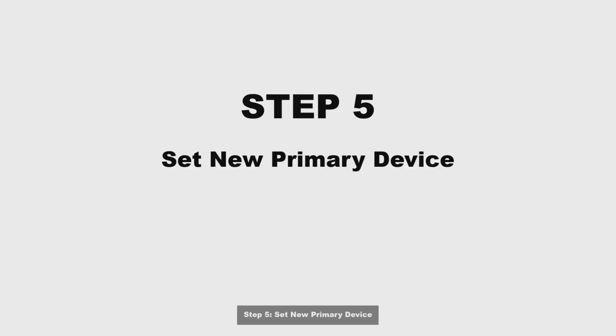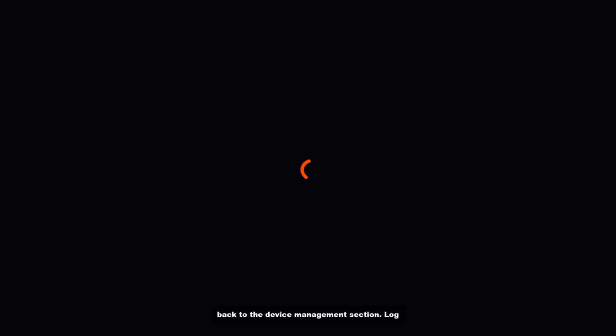Step 5. Set new primary device. After removing the old primary device, go back to the Device Management section. Log into FuboTV on the new device you want to set as primary. This action will automatically update your primary device.